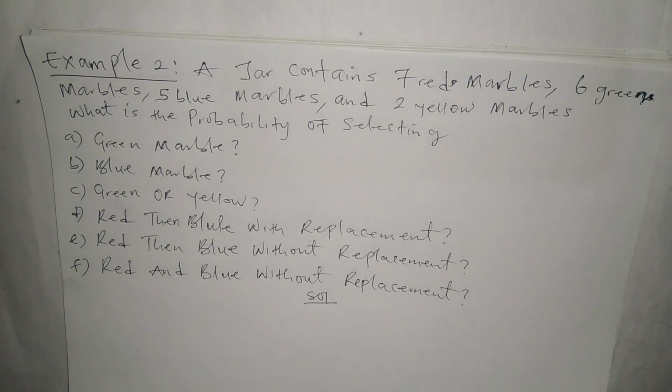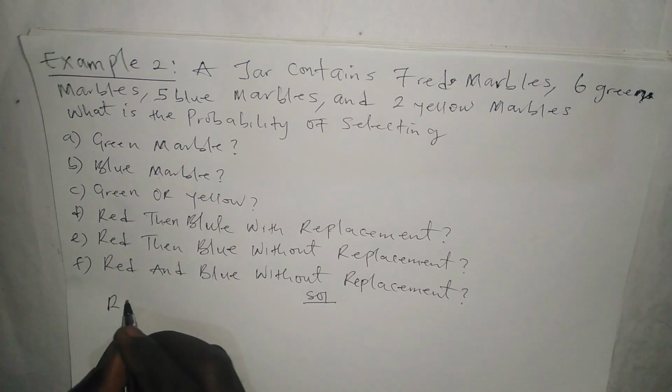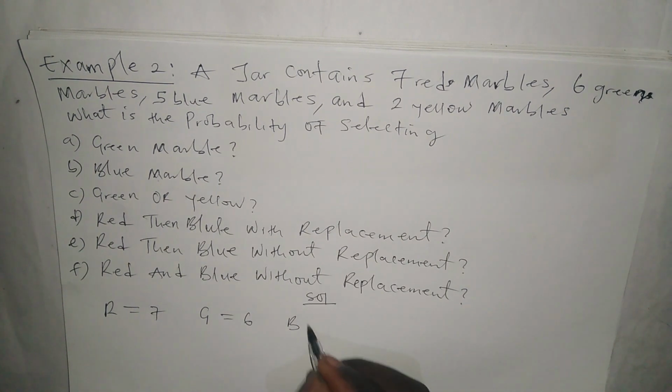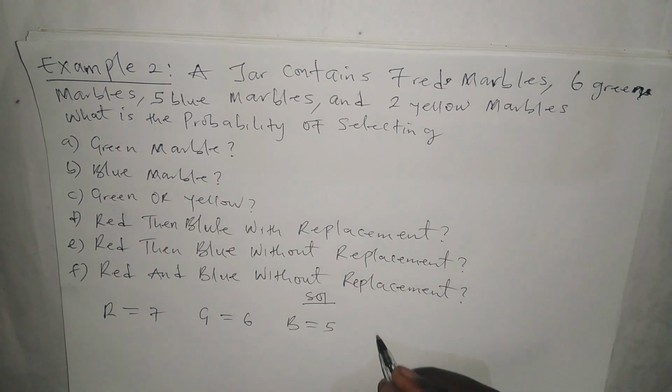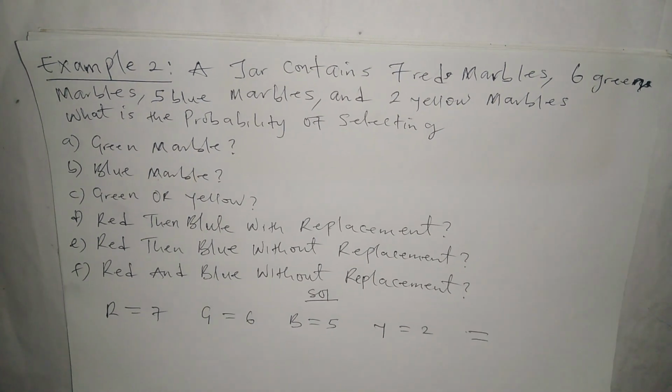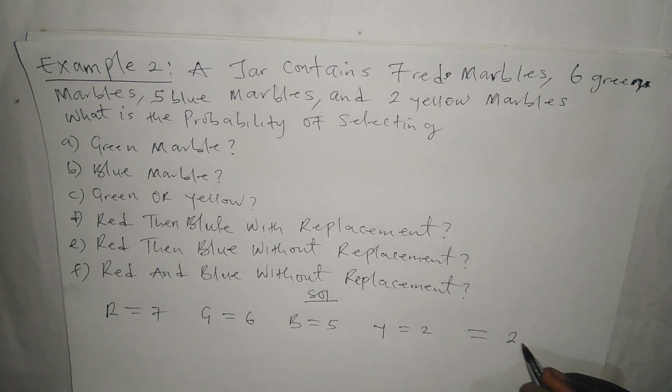So from the question, we know that we have 7 red marbles. For green, we have 6 green marbles. For blue, we have 5 blue marbles. And yellow, we have 2 yellow marbles. In total, we have 7 plus 6 plus 5 plus 2. We have 20 marbles in the jar.